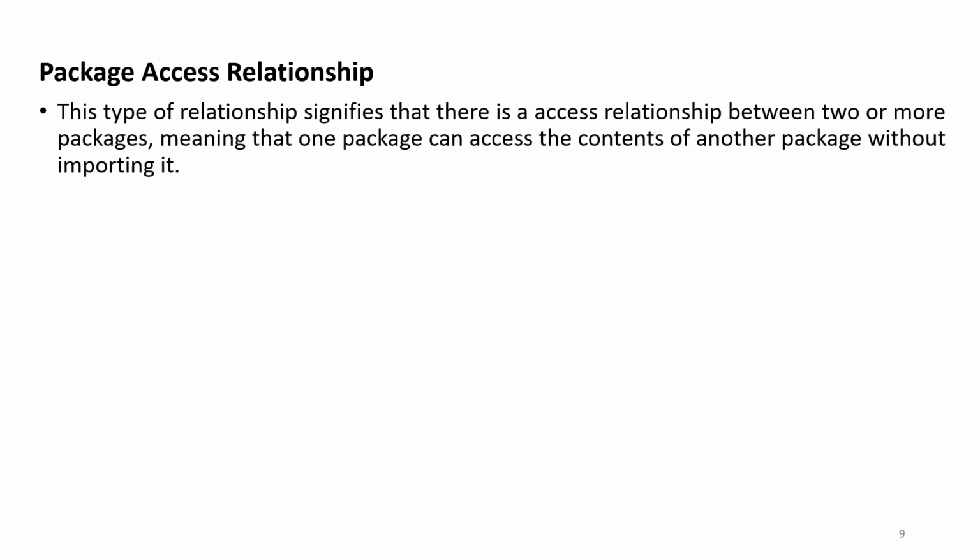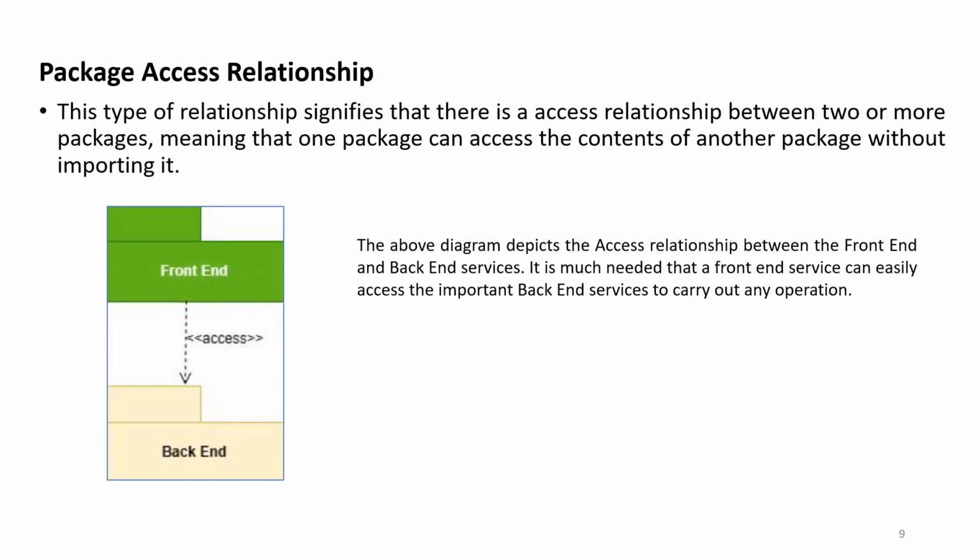So, the package access relationship. It is also a type of relationship. There is an access relationship between two or more packages. One package can access the content of another package without importing it. So without importing, we are able to access some part of the data from the front end to the back end. If we want to access any data from the server, we have to submit the request through the front end, and there is accessibility. We are able to fetch data from the back end, that is, the server.